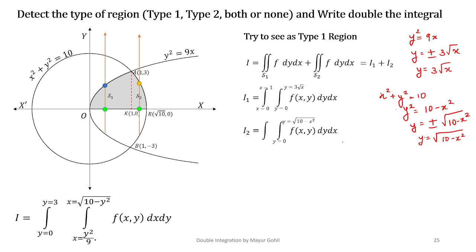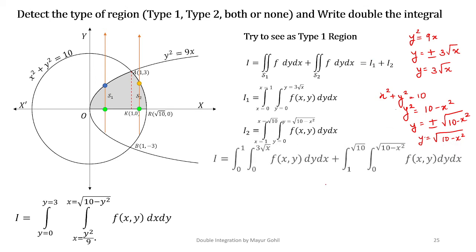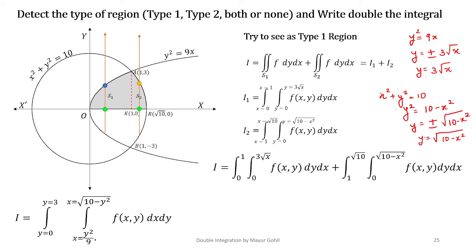Now what about the projection limits of x over here, right? The projection limits are going to be from K to R. So the x coordinate of K is x equals 1 and the x coordinate of R is root 10, so x equals root 10 is the answer. So when you write this down in a sophisticated way, this is how your integral will appear.